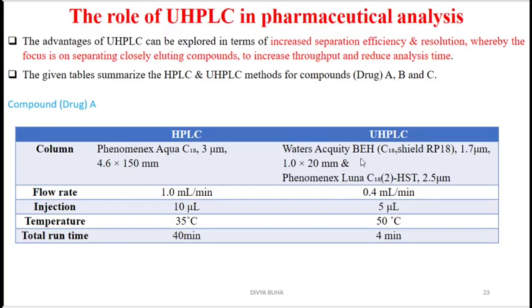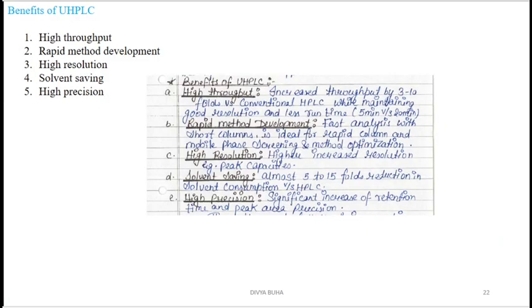So in UHPLC, the Waters Acquity BEH C18 shielded RP18 column is being used. Now Waters is again a company like Phenomenex. Acquity is the range of columns which is being provided by Waters, right? And BEH means ethylene bridge hybrid. So this type of columns which are used in UHPLC are hybrid columns, okay.